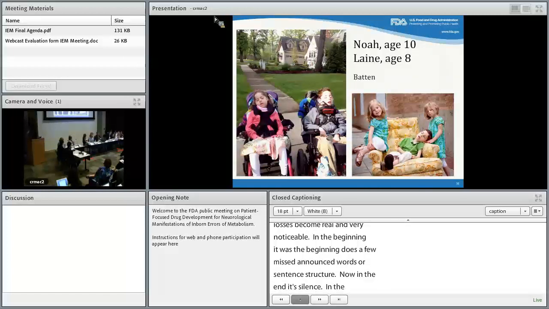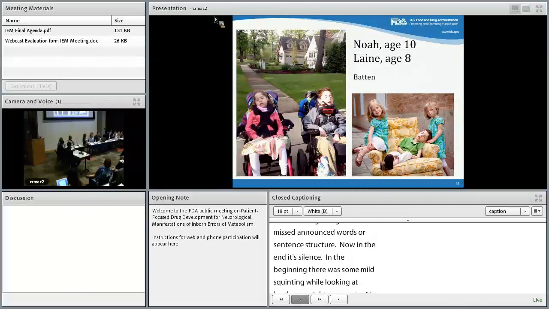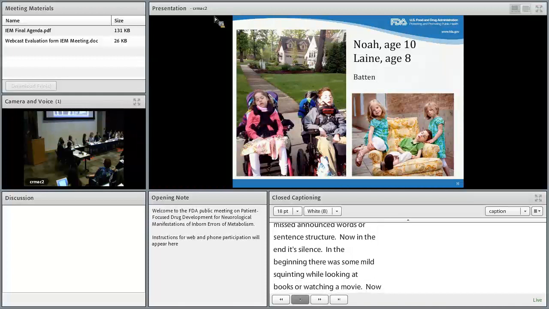In the beginning, there was some mild squinting while looking at books or watching a movie. Now darkness. And in the beginning, a few clumsy stumbles, some scraped knees, and a few stitches. And now stillness. In the beginning, there was some mild coughing while eating. Now just the constant hum of the suction machine and the squeaky motor of the feeding pump. In the end, all abilities once mastered were lost and never regained.